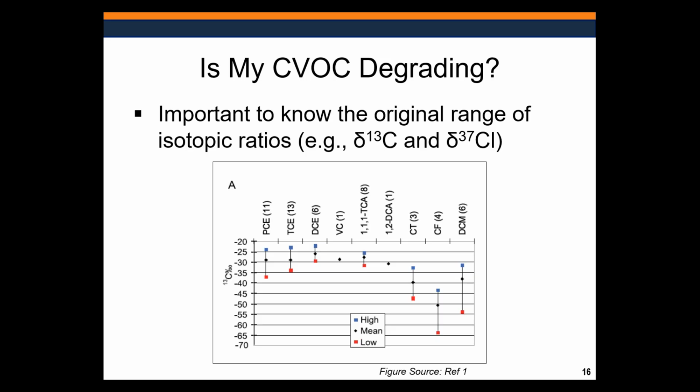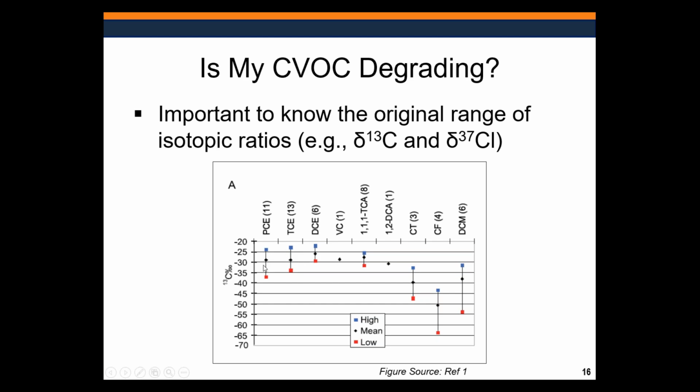One of the things that's really important to know when you do this is the original range of isotopic ratios in your chemical. I'll particularly focus here on PCE and TCE. These are data from that 2008 EPA document. Essentially, what's important to know here is these are the starting material. So this is likely the isotopic ratio of the PCE or TCE that was dumped at your site 40 years ago. Here's the mean, and here's the range among a variety of different samples.